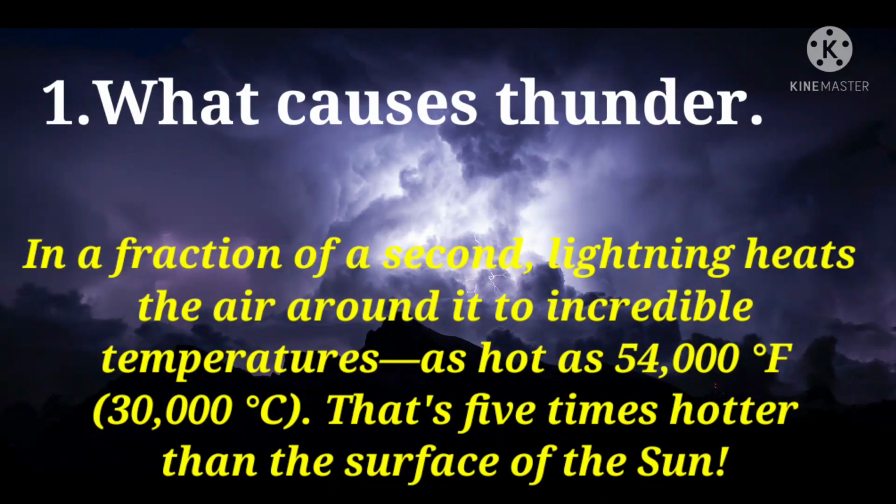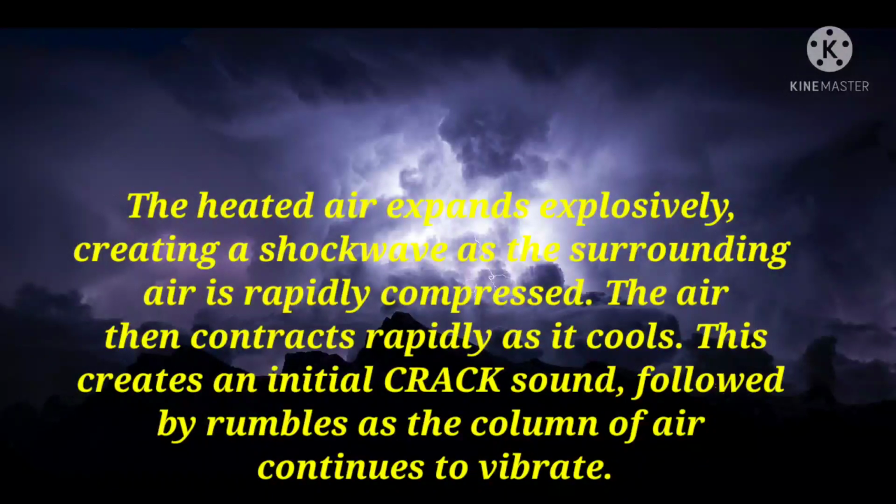First, what causes thunder? In a fraction of a second, lightning heats the air around it to incredible temperatures, as hot as 54,000 degrees Fahrenheit, 30,000 degrees Celsius. That's 5 times hotter than the surface of the sun. The heated air expands explosively, creating a shock wave as the surrounding air is rapidly compressed.